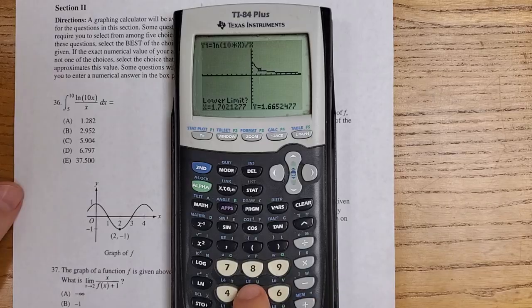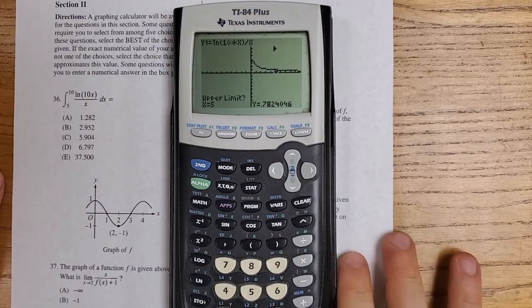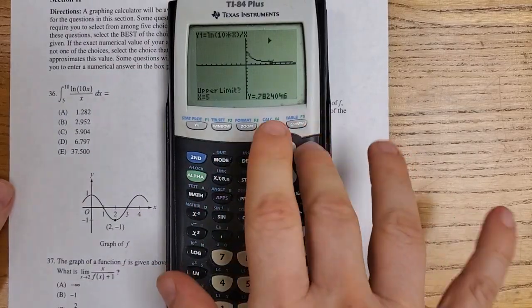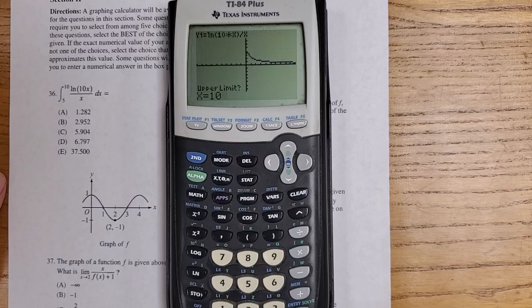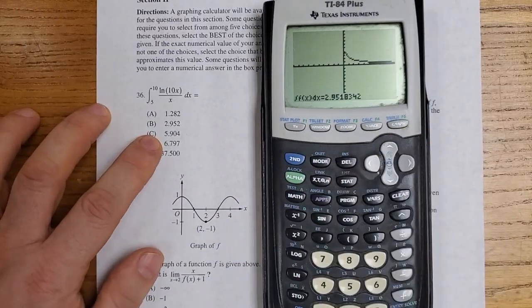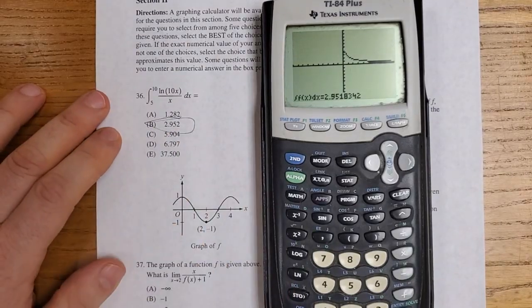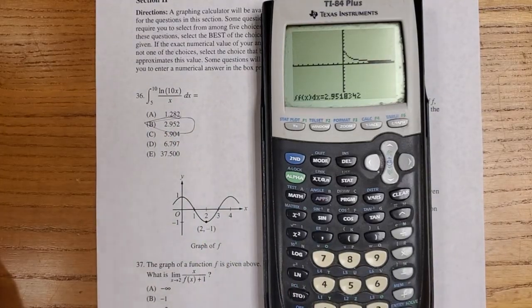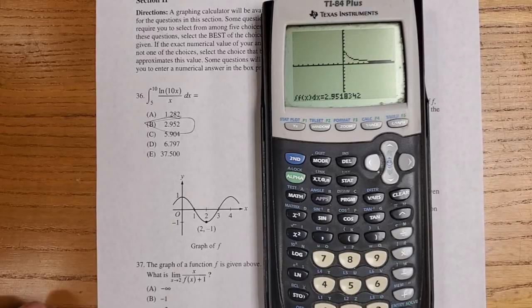But you can also just type it in. We can hit 5 and hit enter, and it accepts that, and you don't even need to worry about doing the arrow keys back and forth. So it asks us also what's the upper limit. We're going to say 10, and it's going to think about it for a little while, and it's going to say 2.9518. And in fact, 2.952 is one of the answers right there. So that is correct, selection B. And boy, isn't that easy when we can use a calculator.